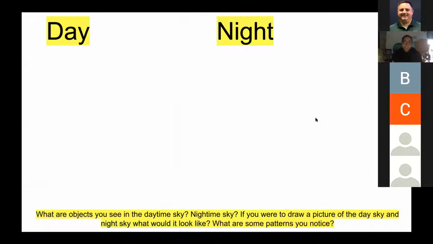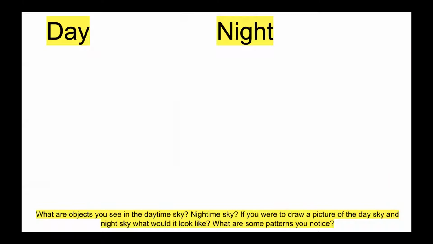My first question is, what are objects that you might see in the daytime sky? And then think about what are some things you might see in the nighttime sky? And if I were to ask you guys to draw a picture of the day sky and a picture of the night sky, what would it look like? And think about what are some patterns that you notice as the day progresses. So if you would like, you can take a moment to pause the video for discussion and allow time to draw your pictures, but I'm going to go ahead and show you some examples of what we see during the day versus what we see at night.